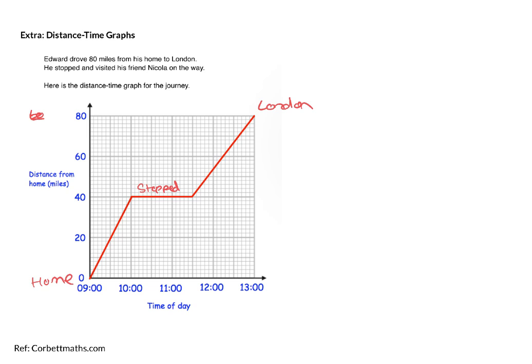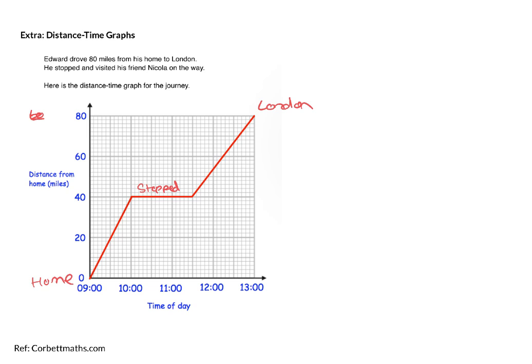We could ask for a question about speed. We could say, what is his average speed for the first part of the journey? First part of the journey, he travels 40 miles in 1 hour. So that's 40 miles in 1 hour. So that's 40 miles per hour.